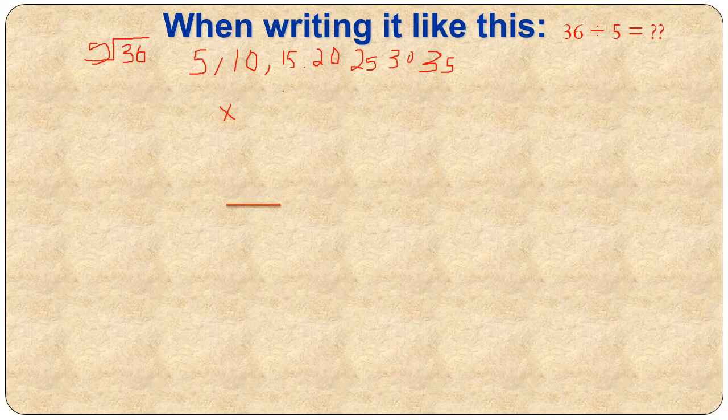So let's start. 5 times 1, 5. 5 times 2, 10. 15. We have then 20, 25, 30, 35, 40. So there is no number multiplied by 5 that gives 36. There is a number multiplied by 5 that gives either 35 or 40, right? So how can I solve a division like this?